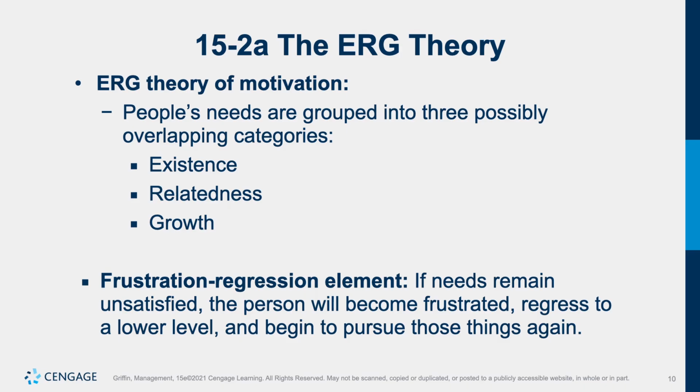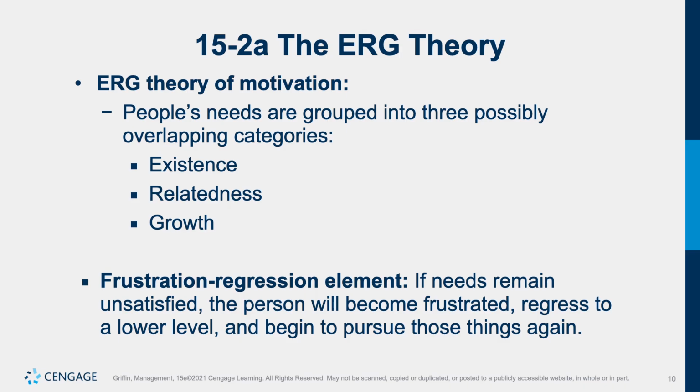The existence relatedness growth theory, or the ERG theory. This theory was developed in response to criticisms of the hierarchy of needs. It basically says that people's needs are grouped into three possibly overlapping categories, and they include existence needs. And these existence needs correspond to the physiological and security needs of Maslow's hierarchy of needs.